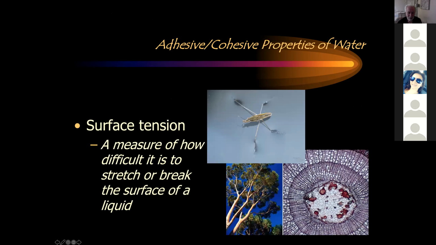Surface tension is caused by hydrogen bonding. It's a measure of how difficult it is to stretch or break the surface of a liquid.